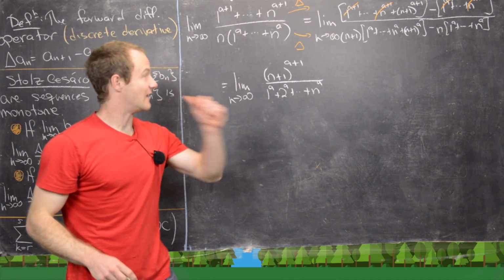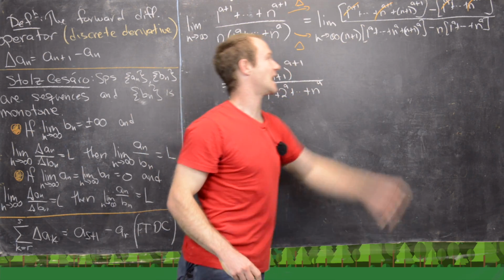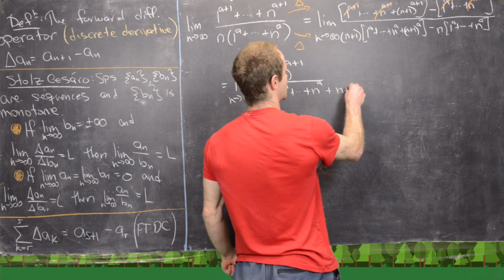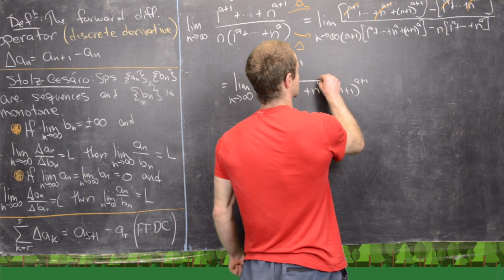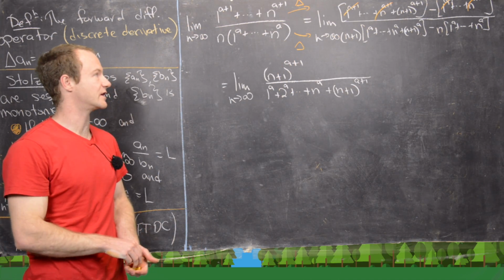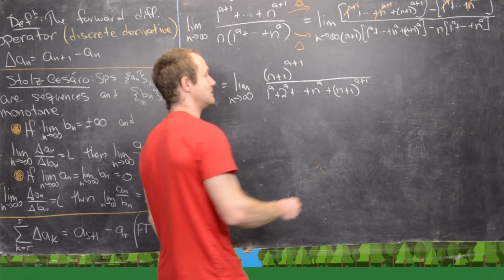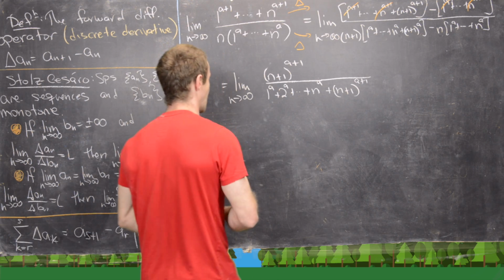Okay, good. And then we're going to have n plus 1 times n plus 1 to the a. In other words, that's going to be n plus 1 to the a plus 1. Now the next thing that we want to do is apply this forward difference operator again. So let's see what we get when we do that.